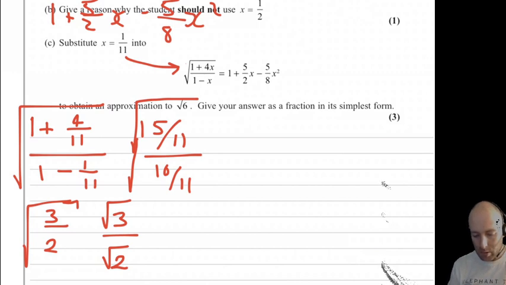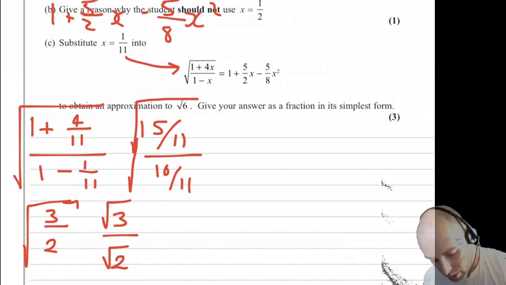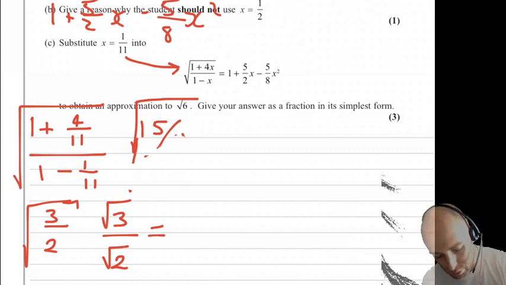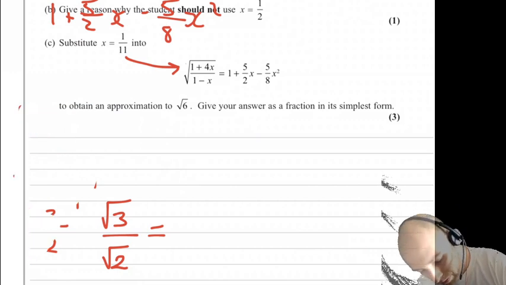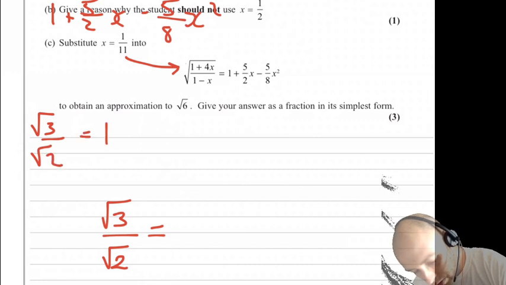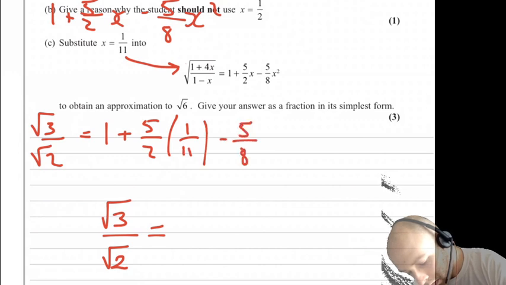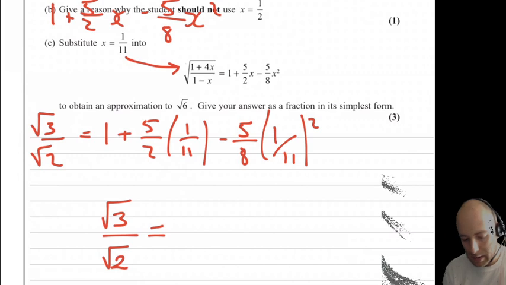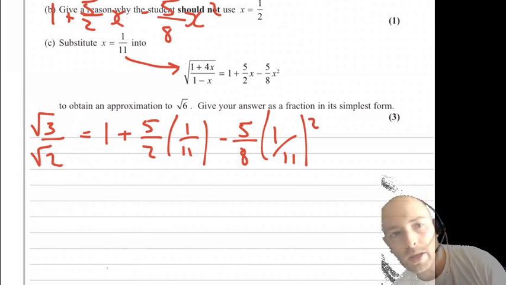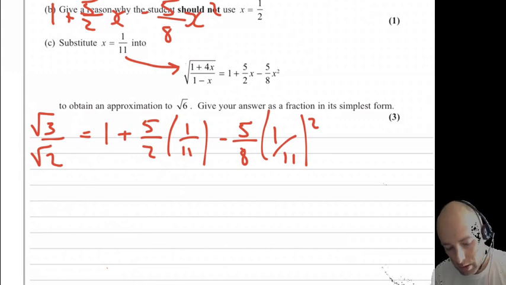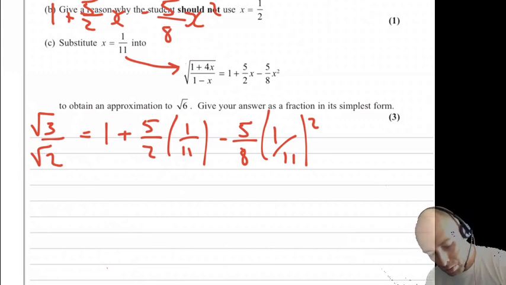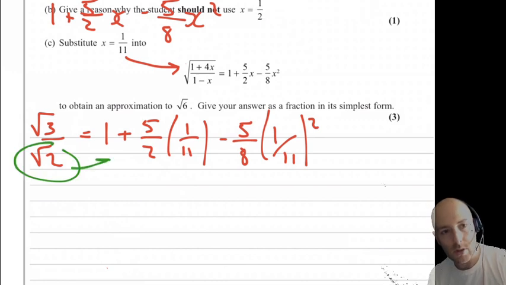Okay, so that's going to equal, at the moment, we haven't changed anything. So we can just say root 3 over root 2 equals my expansion when I put in 1 over 11. So we get to that. Problem is, that's not really an expansion to root 6. At the moment, it's an expansion to root 3 over root 2. So if I times the right-hand side by root 2, it will now become an expansion of root 3.